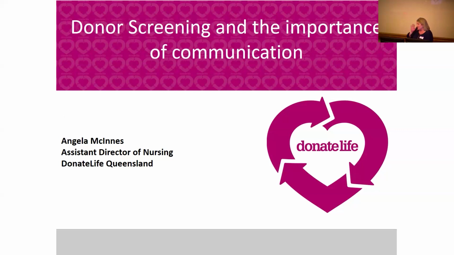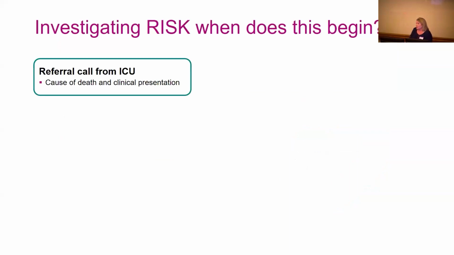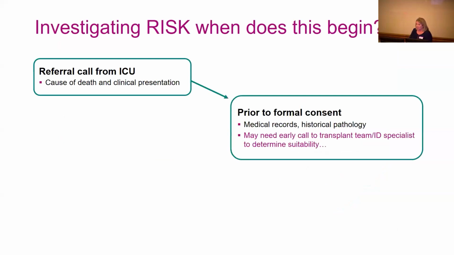I think my talk will lead on from several talks here today. I'm talking about what we do at Donate Life when we're working up a donor: donor screening, looking at risk, and then the importance of communication if we do find anything. So investigating risk, when does it begin with us? Right from the referral from an ICU, we're looking at the cause of death and clinical presentation. And this all starts prior to formal consent with a donor family.